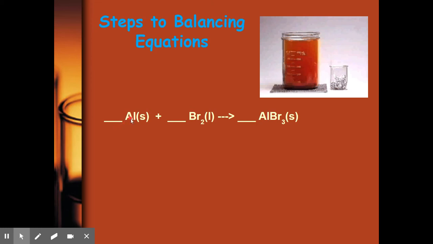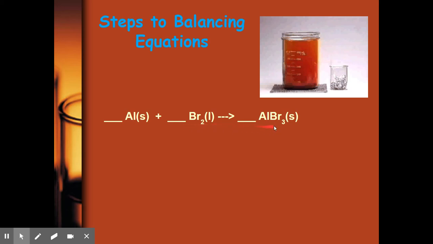If we look here, we got 1 aluminum atom. Here's our arrow, and turning into 1 aluminum atom. So we're good there. The aluminums are currently balanced. We look at my bromines. I've got 2 bromines, and I've got 3 bromines. Those are not equal to each other.